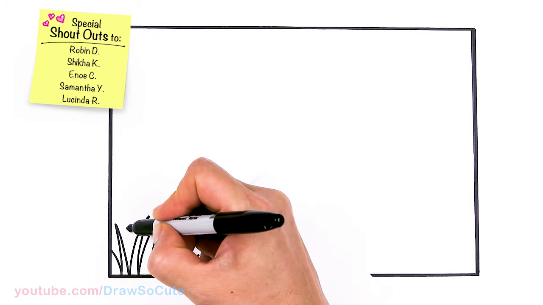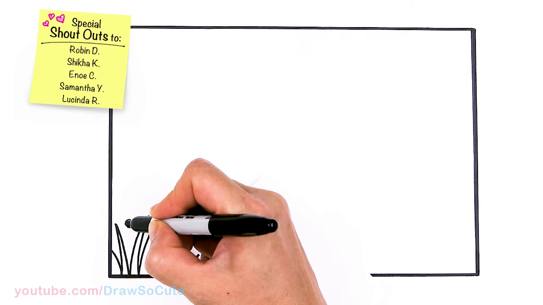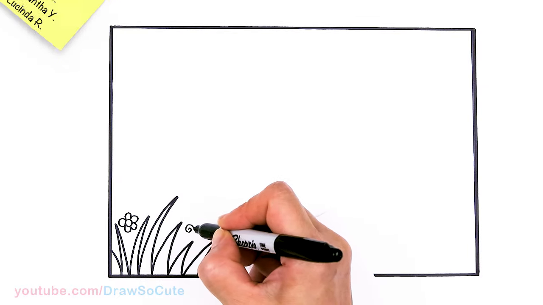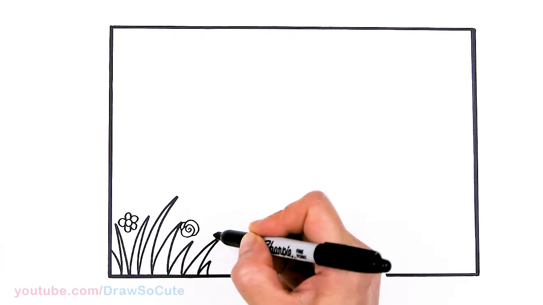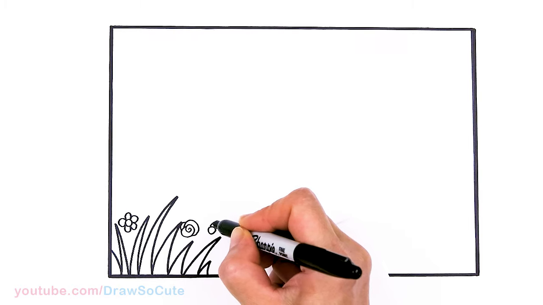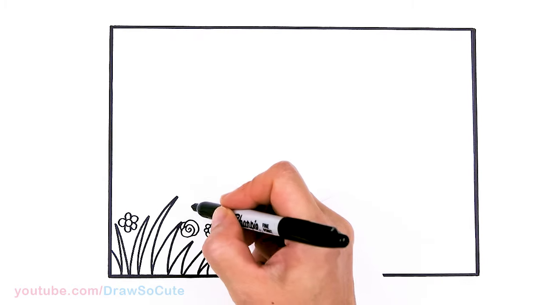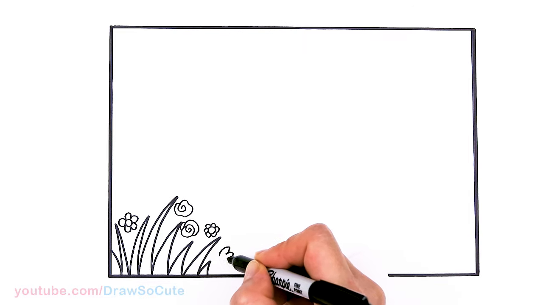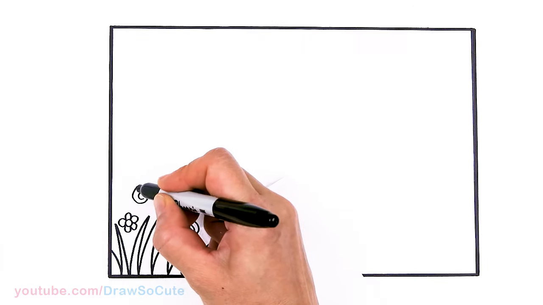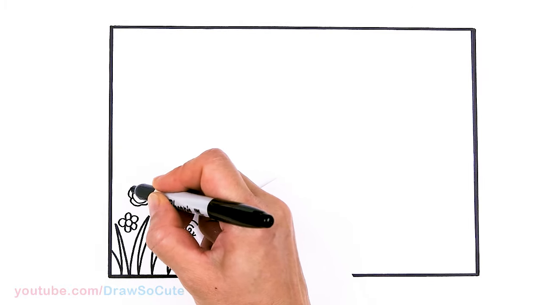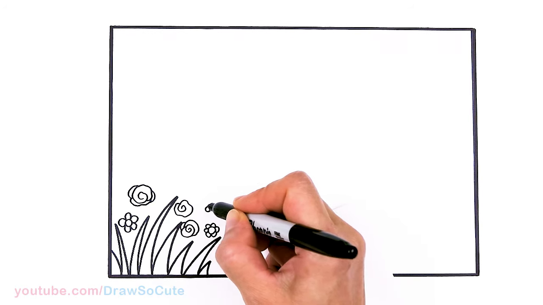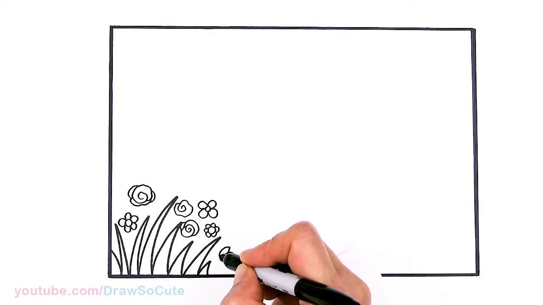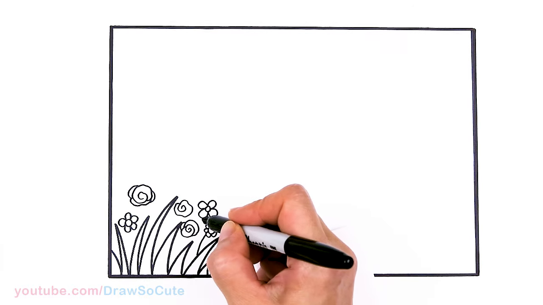So now that I have this in, I'm just going to come in here and very quickly draw some flowers. All kinds of flowers, it really doesn't matter. Just want to fill up this space. All kinds of flowers, whatever you can think of. Sometimes make them bigger. Make them smaller. And I'm just going to add some stems to them.